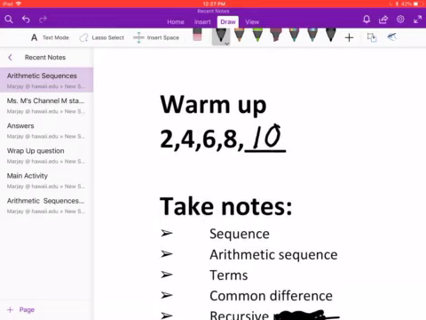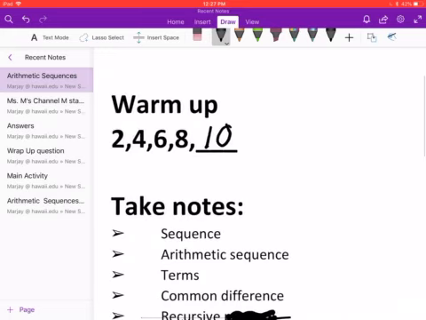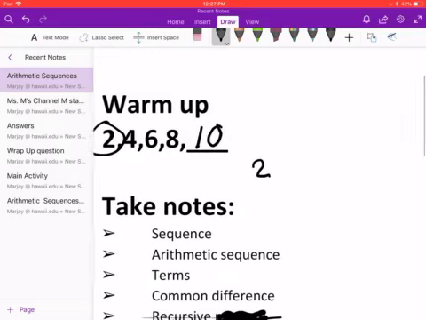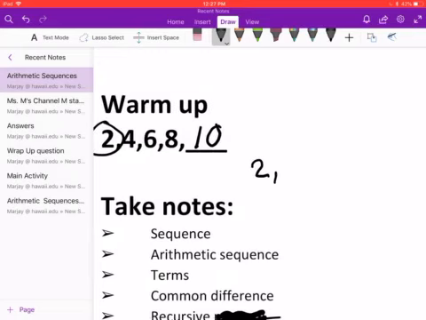If anyone didn't get 10, don't worry, because we will be learning how to fill out these patterns later on, and I will also discuss why we got 10. As you can see, the first number here is 2. And then the second number, we got 4.